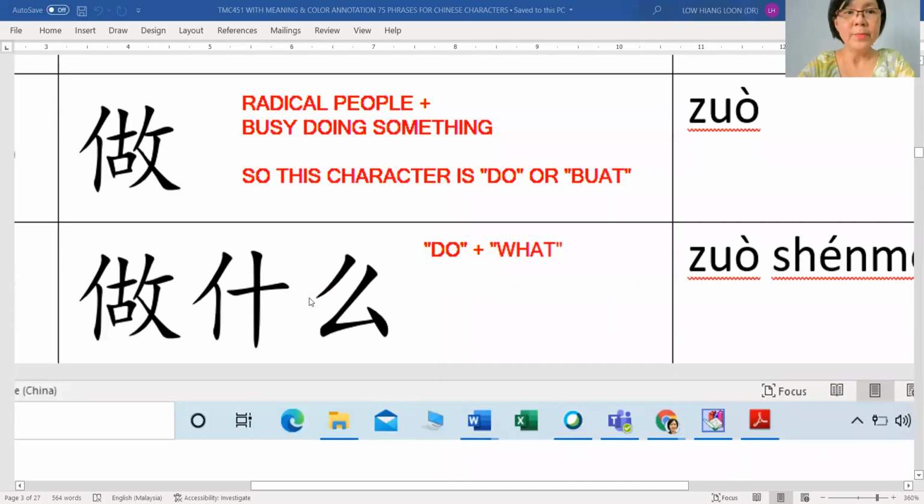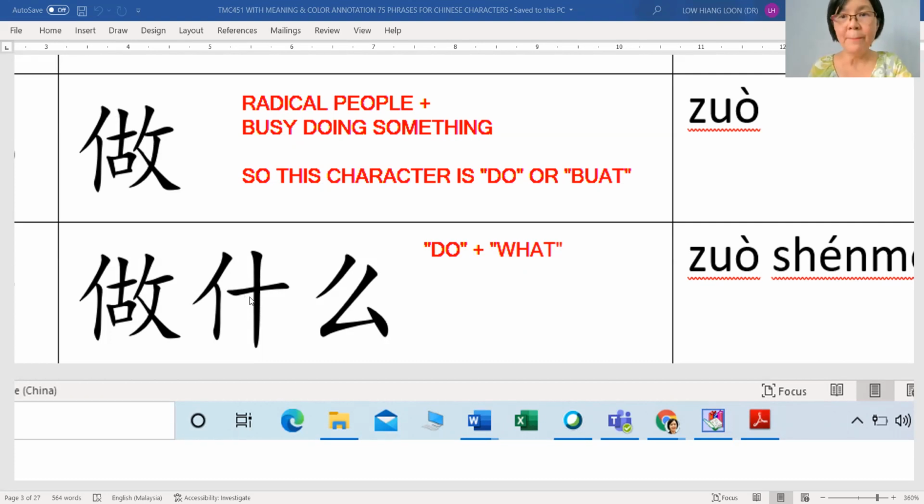You see this 做, there is the radical of people. When you see the radical of people, it means that this relates to people. So this person is very busy. You see this character, do you think this person is resting or working? From the image, do you think busy with work or no work? Busy with work. See, because you see this part, it shows that people are so busy doing different things. So this is 做.